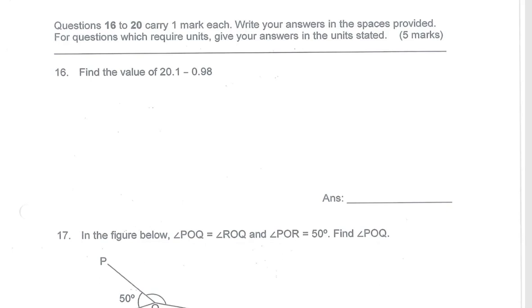Question 16, find the value of 20.1 minus 0.98. Now we got to align the decimal point, right? So the decimal point has to be here, 0.98. Okay, now there's a missing number here, so I'm going to place a 0 as a placeholder so that I can subtract properly. Now, a few of you in the class actually subtracted this wrongly. This cannot be the case. Subtract and you subtract them properly. These are 1 mark that are easy to earn.